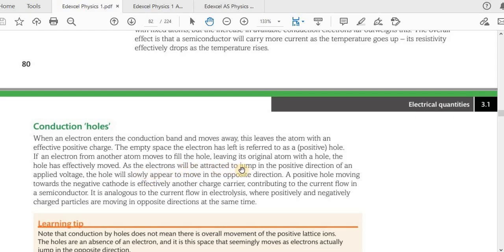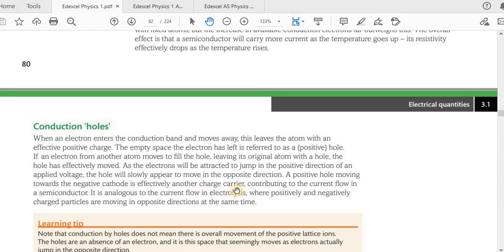As the electrons will be attracted to jump in the positive direction of an applied voltage, the hole will slowly appear to move in the opposite direction. A positive hole moving towards the negative cathode is effectively another charge carrier. So the positive hole is going from right to left. In other words, you can think of it as a positive charge moving to the left.